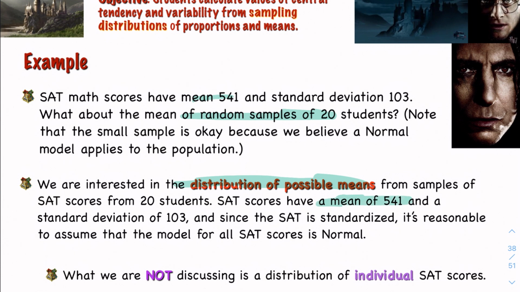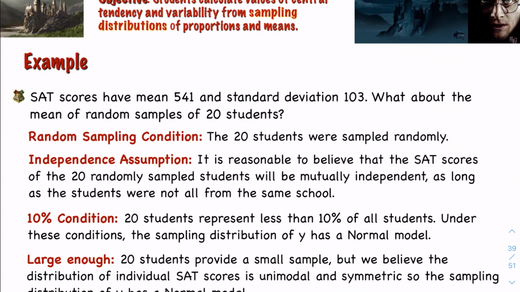SAT scores have a mean of 541 and a standard deviation of 103. That's each individual student. And since the SAT is standardized, it's reasonable to assume that the model for all SAT scores is normal. What we are not discussing is a distribution of individual SAT scores. This is not like what Sally did or what Joe did. This is the entire room. What was the average? So continuing, SAT scores have a mean of 541, a standard deviation of 103. What about the mean of random samples of 20 students?